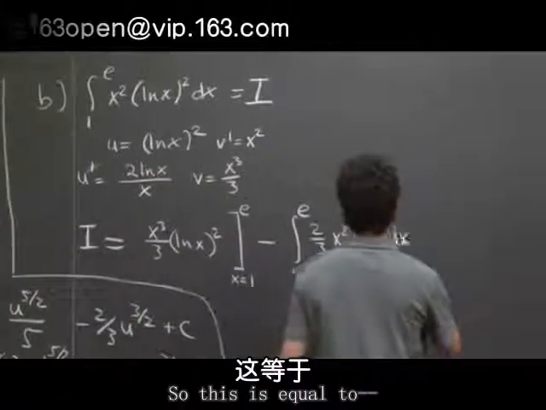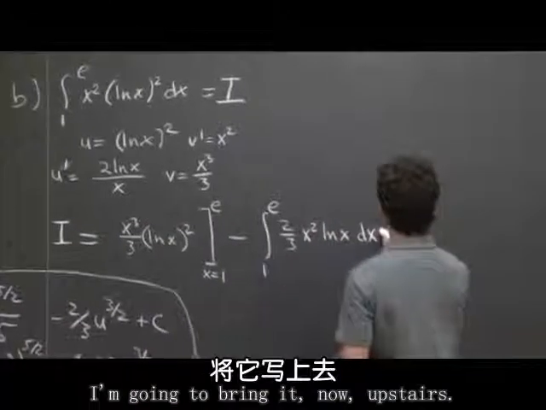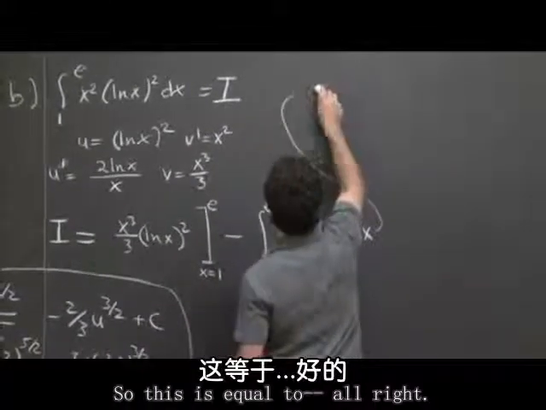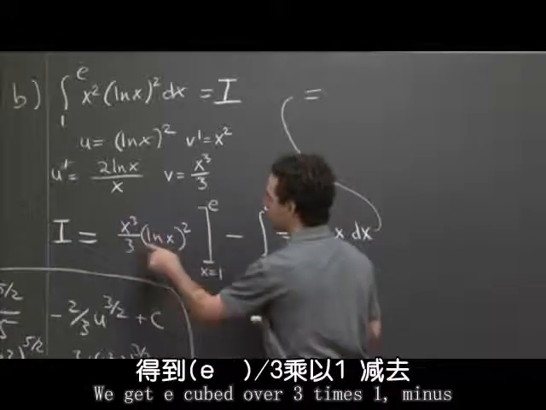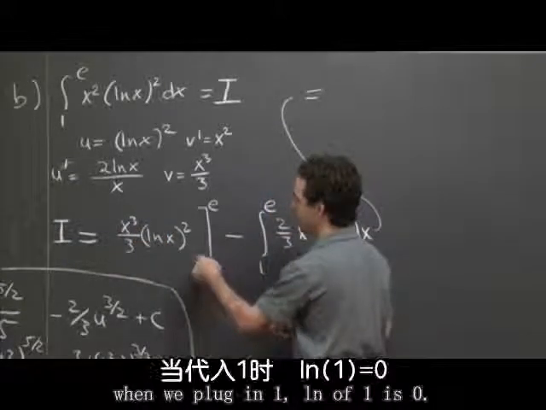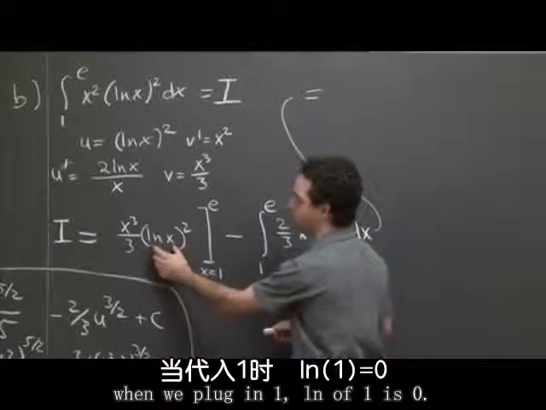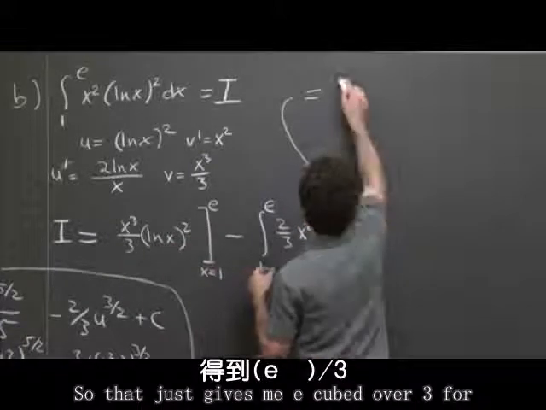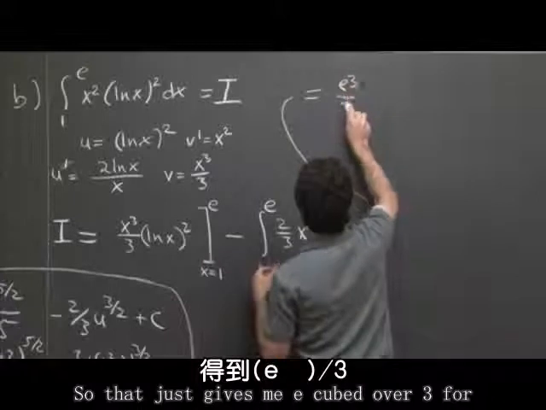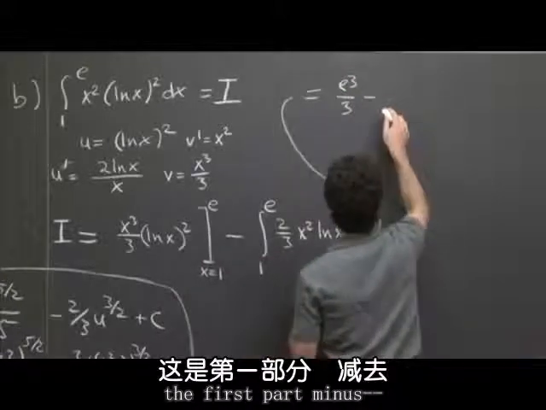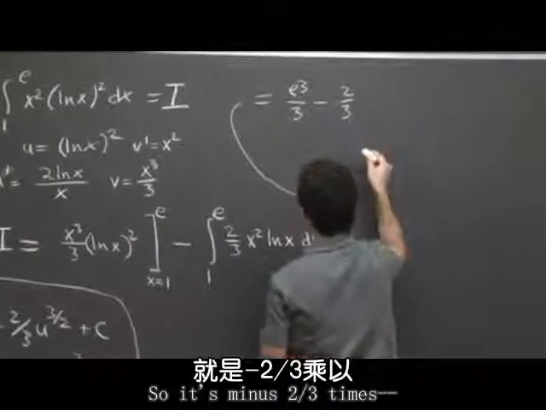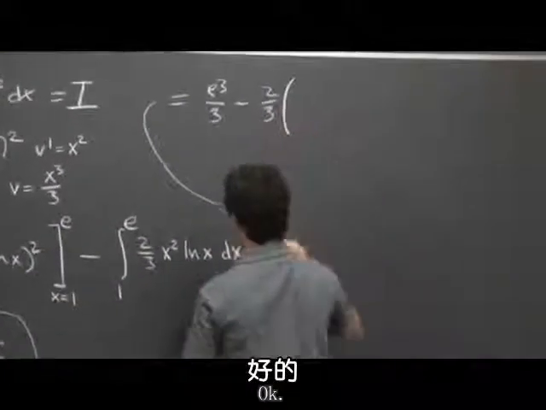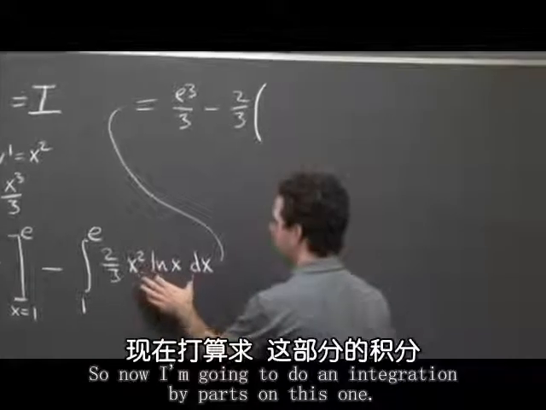So this is equal to, let's see, I'm going to bring it upstairs. We plug in e here, and we get e cubed over 3 times 1, minus, when we plug in 1, well, ln of 1 is 0. So that just gives me e cubed over 3 for the first part, minus, and I'm going to pull the 2/3 out front, so it's minus 2/3 times, now I'm going to do an integration by parts on this one.